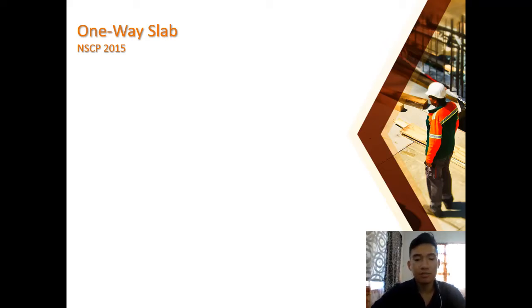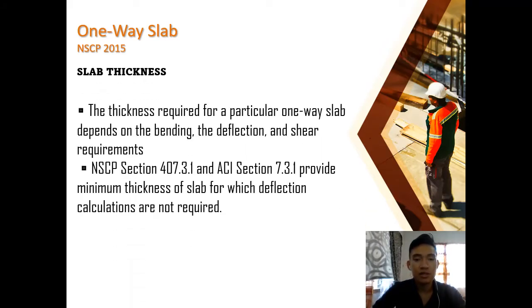Let us first tackle the slab thickness, guys. How do we design the thickness of the slab? The thickness required for a particular one-way slab depends on the bending, the deflection, and shear requirements. The NSCP and the ACI, like Section 407.31 in the NSCP and Section 7.31 in the ACI, provide the minimum thickness of slab for which deflection calculations are not required. Like when we discussed the total depth of beams, where we do not consider deflection, here in the slab we also have that.